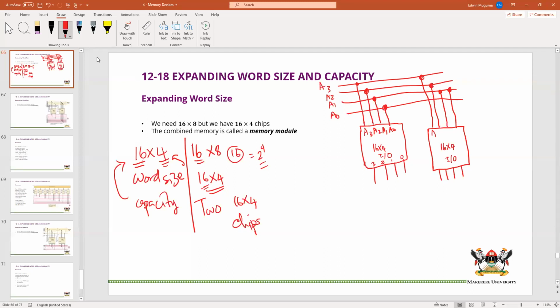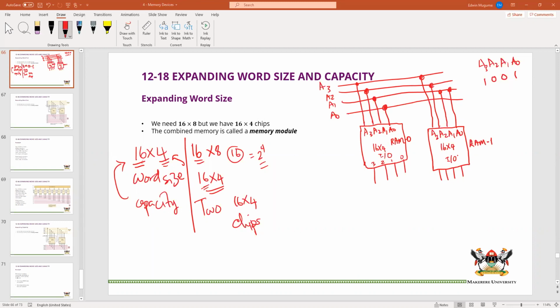It means that if I have A3, A2, A1, A0, say 1001, and I select address 1001 in this chip, it will be the same one that I have selected in that chip. Let me call this chip RAM 0 and that chip RAM 1.